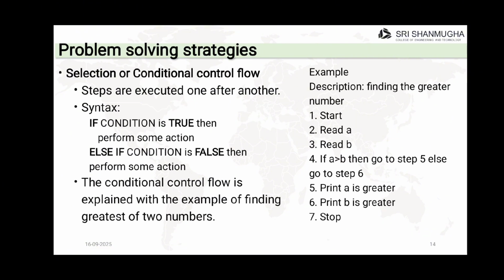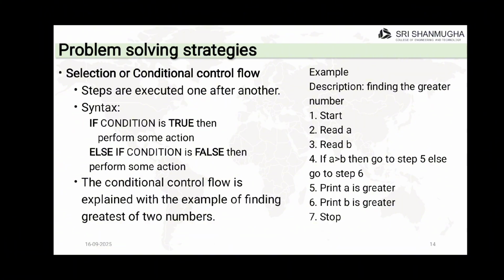The next one, selection or conditional control flow in C program. It allows the program to choose between two alternate paths. Steps are executed one after another. For example, if the condition is true, then go to the next step. Suppose the first condition is false, then go to the else part, and the third statement prints the else condition. The syntax: if the condition is true, then perform some action; else, if the condition is false, perform some other action.